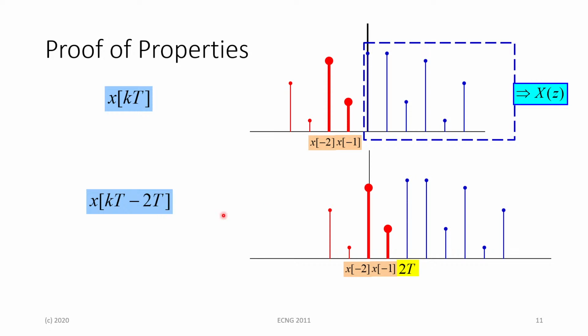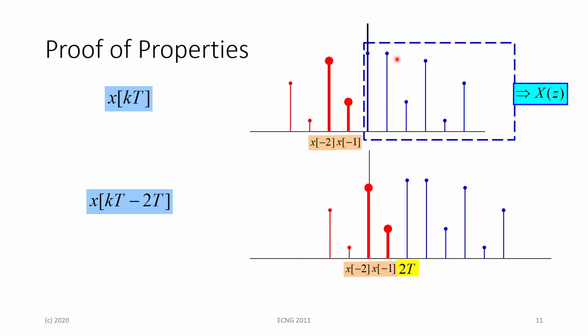However, when we do our shift by 2 samples here, being minus 2t, we see that the x of minus 2 and x of minus 1 signals now form part of the positive axis. So instead of these being on the negative side of the axis, this is now on the positive side of the t-axis. And that means we need to factor in this x of negative 1 and x of negative 2 values here for our Z transform.